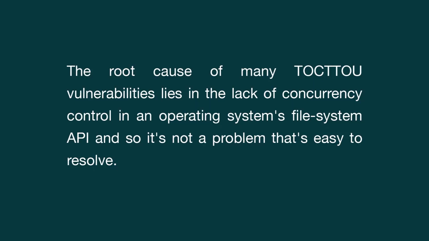A TOCTTOU attack exploiting such conditions can lead to privilege escalation, allowing unauthorized access to resources such as read and write access, as well as avoiding log and audit controls. This sort of attack is difficult to detect. It requires not only looking for evidence but also determining whether it could be caused by TOCTTOU. The root cause of many TOCTTOU vulnerabilities lies in the lack of concurrency control in an operating system's file system API, and so it's not a problem that's easy to resolve.